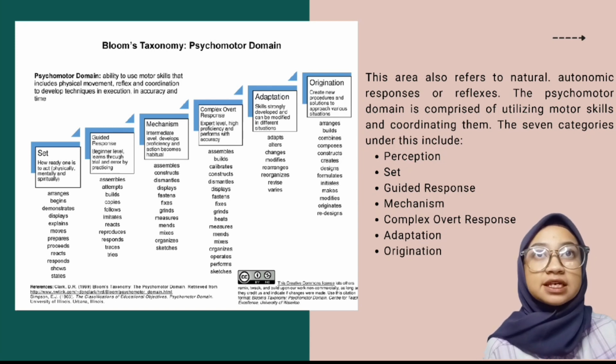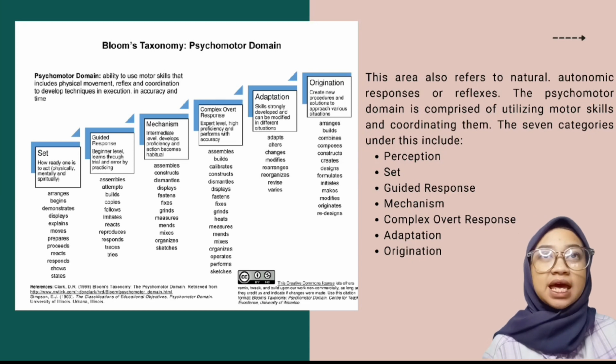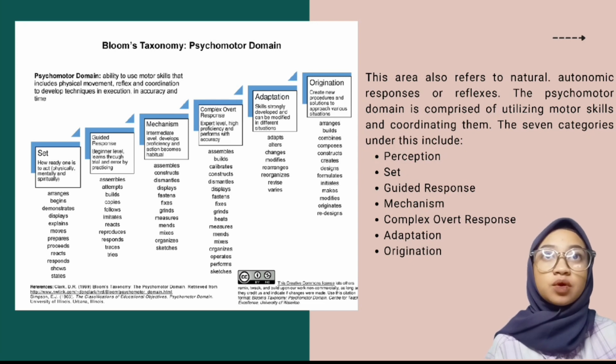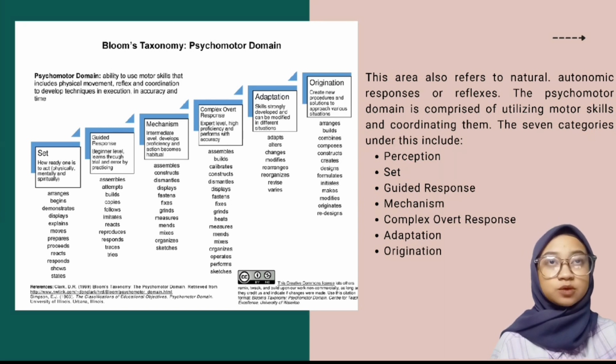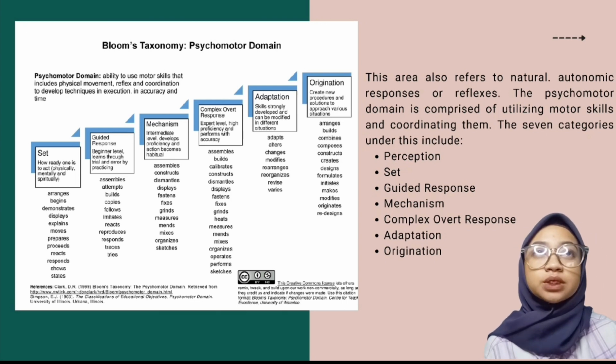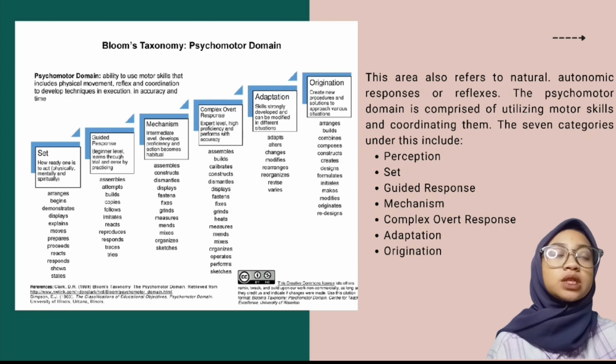And the next is guided response. That means beginner level, learning through trial and error by practicing. The next level is mechanism. Intermediate level develops proficiency and action becomes habitual. The next is complex overt response. That means expert level, performing proficiently and with accuracy.